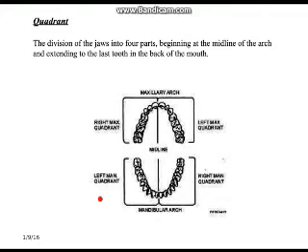And when each arch is divided in half, you start having 4 quadrants. So a quadrant is a division of jaws into 4 parts, beginning at the midline of each arch extending to the last tooth in the back of the mouth. So this is going to be a quadrant. So 2 quadrants make up 1 arch. Make sense? Simple, right?